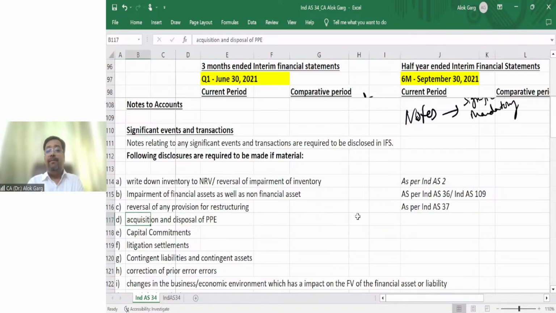Acquisition and disposal of PPE, property, plant and equipment.